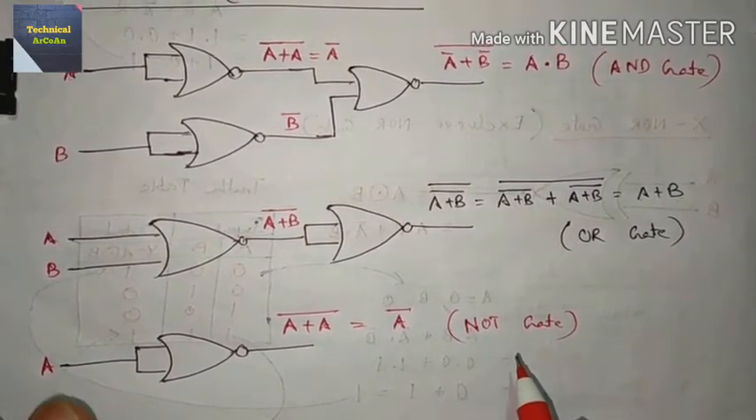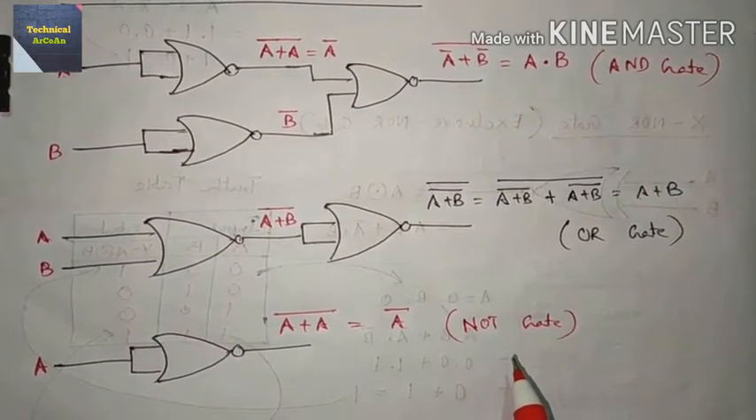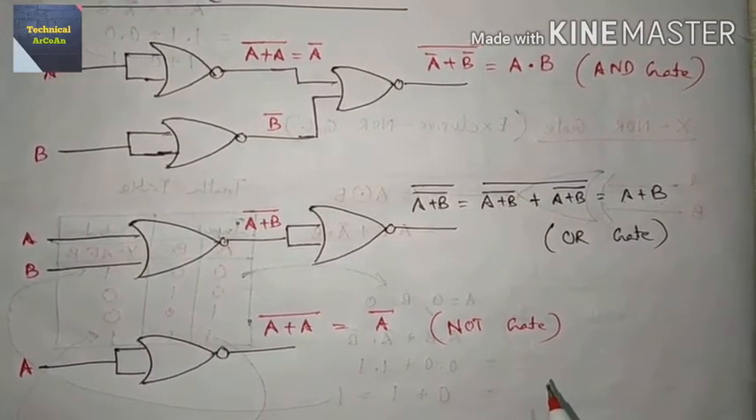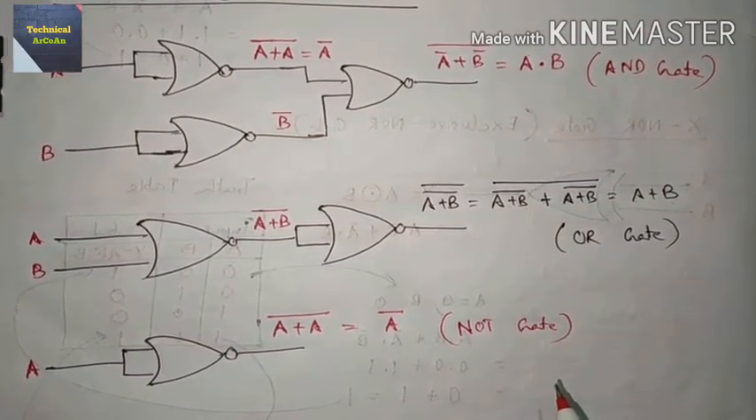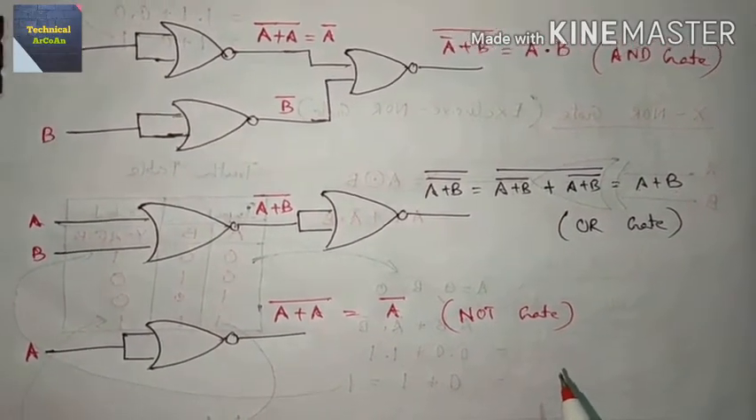So similarly, using NOR gates we can form the AND gate, OR gate and NOT gate individually. That's why these two gates, NAND and NOR, are both known as universal gates.